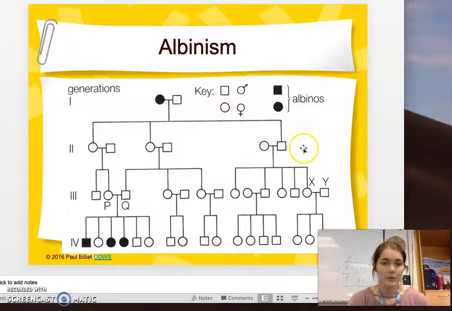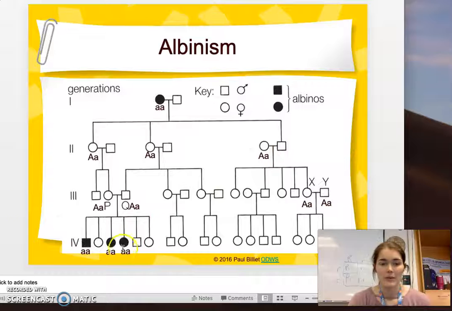Their kids marry people who are also not albino. But all of a sudden, in the 4th generation, we have kids who are albino. Well, that means it has to be passed and that these other parents must also carry the trait.